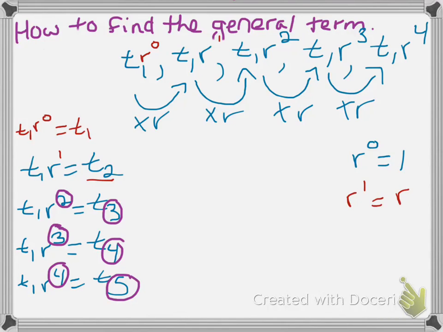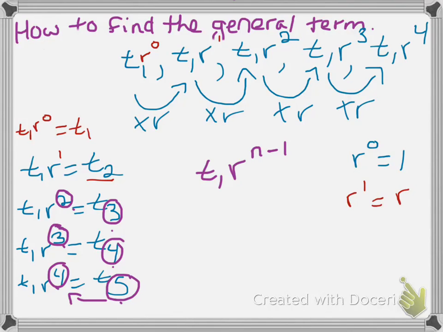So we know that each term in our geometric sequence can be expressed in terms of T1 multiplied by r, and it's 1 less, right? 4 is 1 less than 5, 3 is 1 less than 4, 2 is 1 less than 3. So our n minus 1. So to find the general term, you only need to know your common ratio and the value of T1.